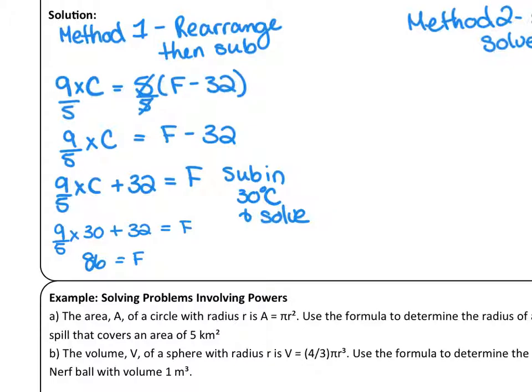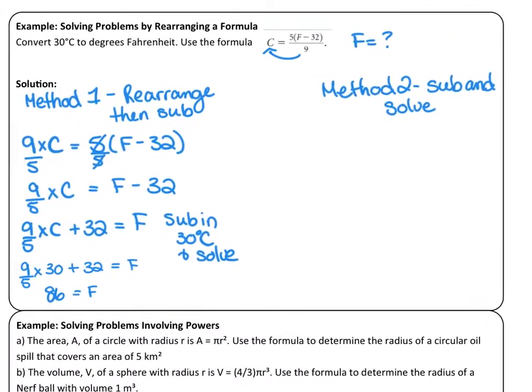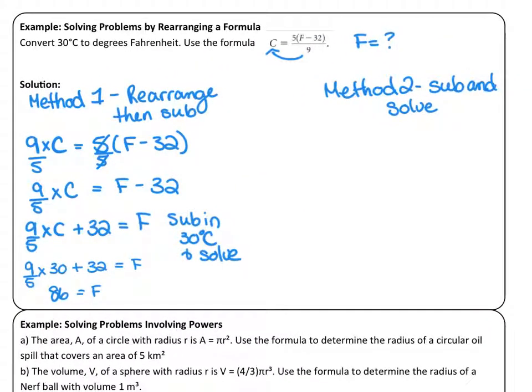In the second method, what you're going to do is you're going to sub it in and solve. So in this case, we're going to use it as it is. But what's going to happen is we're going to do 30 equals 5 times F minus 32 divided by 9. So we're going to do it a different way. We're going to solve as much as we can first.